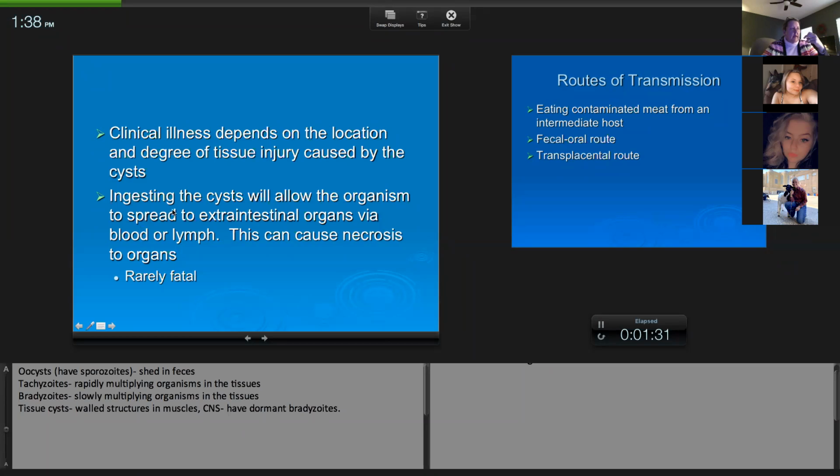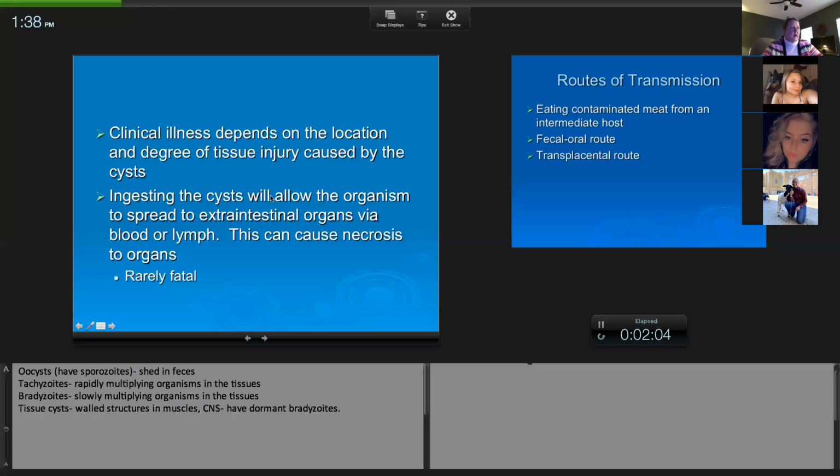Basically, they ingest the cyst by eating. I'm going to talk about the life cycle, but if a cat eats a mouse and the mouse had toxoplasmosis, obviously it's going to go through the intestine, but when it gets embedded in the intestinal wall, it can spread through the bloodstream and travel to different organs through the blood system and the lymphatic system. And this is what can cause issues with different organs.